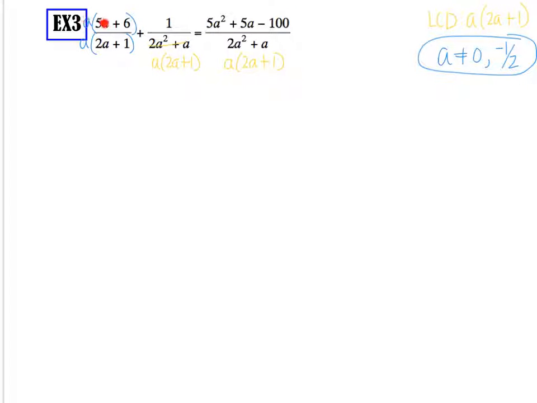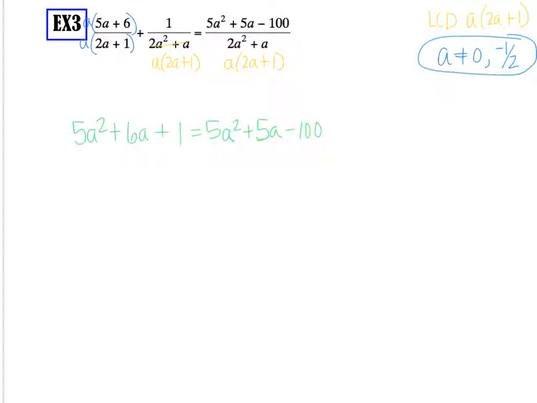So I'm going to go ahead as I write it down here, I'm going to distribute that a. So I'm going to simplify the pieces. So I end up with 5a squared plus 6a plus 1, because this didn't need any pieces, equals 5a squared plus 5a minus 100. So all I did was simplify this part, and then I set my equation up.